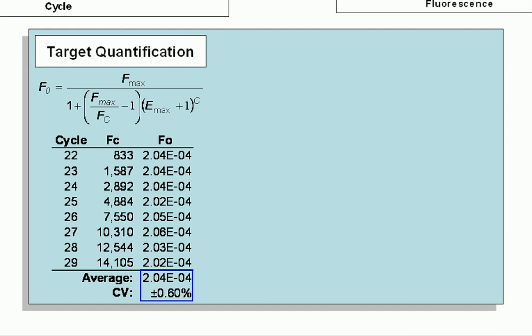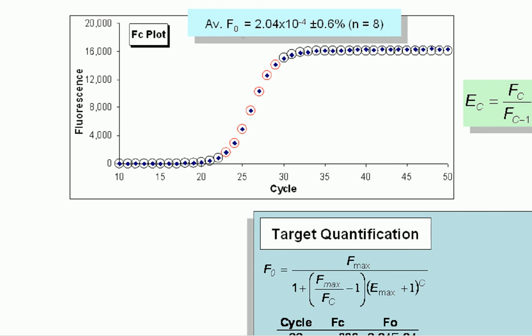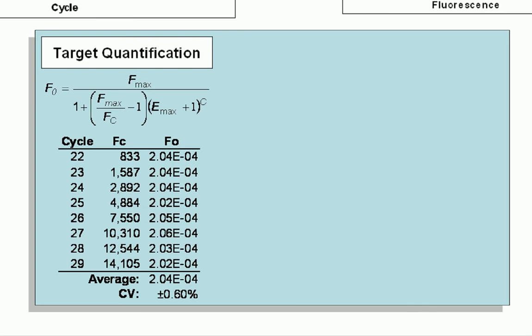The 0.6% CV generated here is typical for high-quality profiles and reflects the high level of precision that can be achieved with LRE analysis. The primary output of LRE analysis is therefore an average F0 value that is typically derived from 4 to 8 determinations depending on the size of the LRE window.